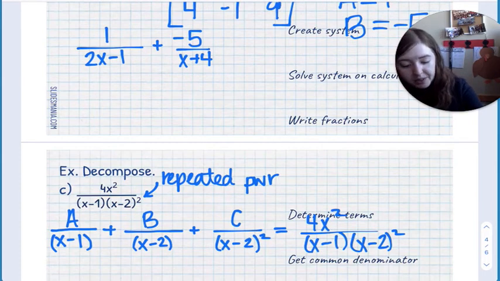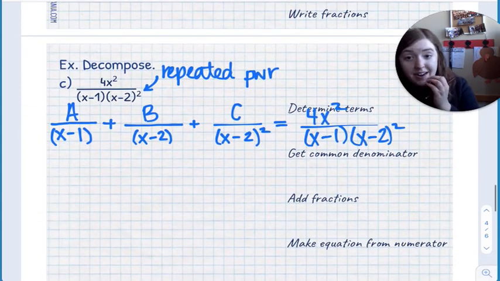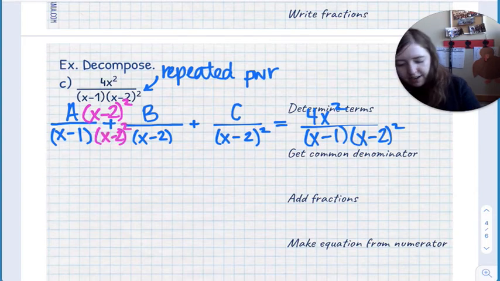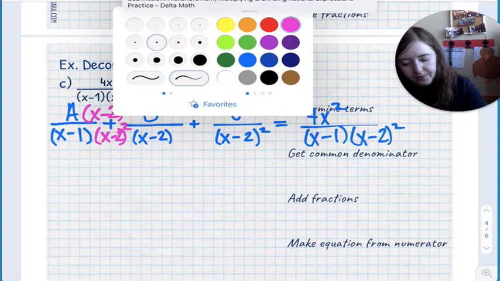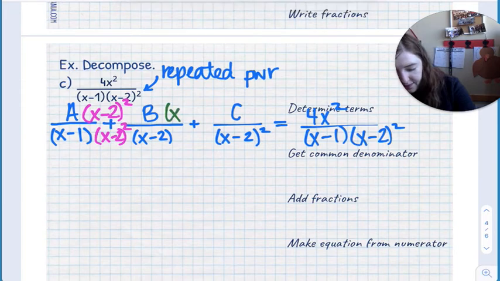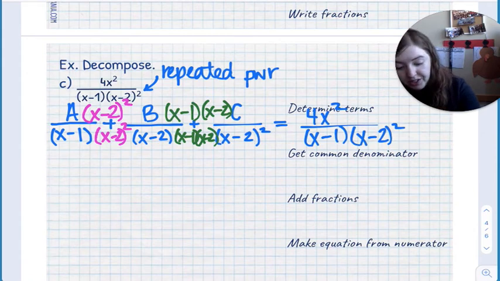So now we need to be able to get a common denominator. So on that first fraction we have x minus 1, so he needs an x minus 2 squared to have the same denominator. B needs an x minus 1, and he also needs an x minus 2. C already has my x minus 2 squared, so all he needs as well is my x minus 1.